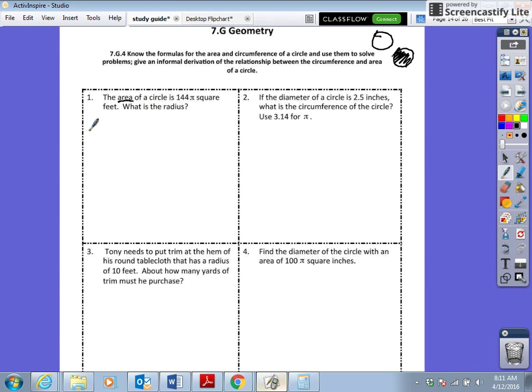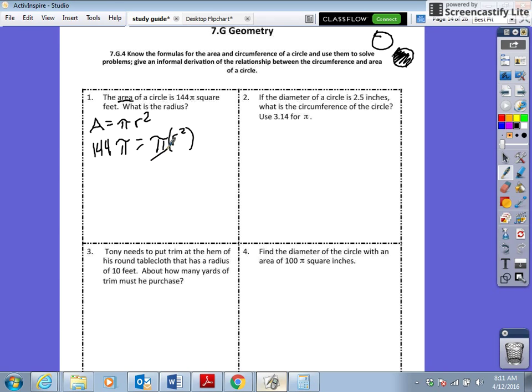What is the radius? So normally we look at this, area equals pi r squared. That will be on your formula sheet that you get. A equals pi r squared. So all we have to do is fill in our information. Usually you have your radius squared times pi, so that equals your area. So I have 144 pi equals pi r squared. That looks crazy, but this is just pi times r squared.